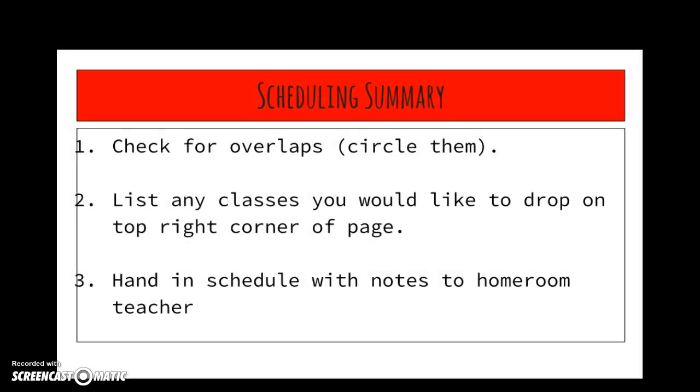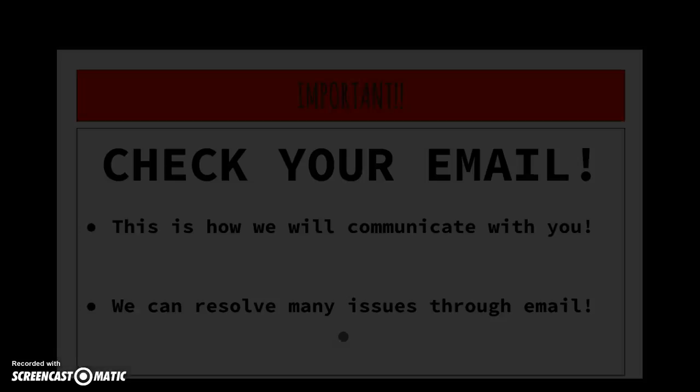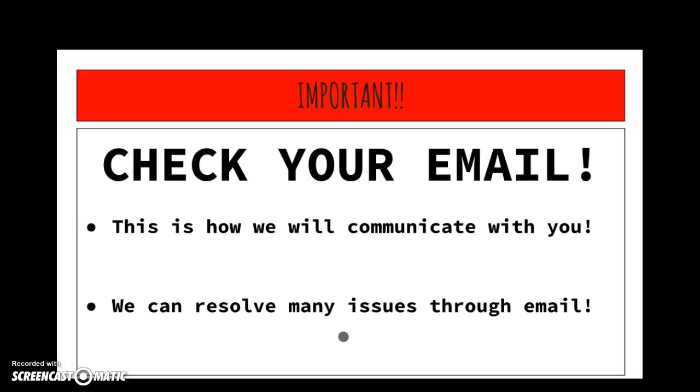So just to summarize, we want you to check for overlaps. Go ahead and circle them on your schedule. List any classes that you'd like to drop on the top right corner of your page, or anything you would like adjusted on the right-hand corner of your page, and then hand in your schedule with notes to the homeroom teacher.